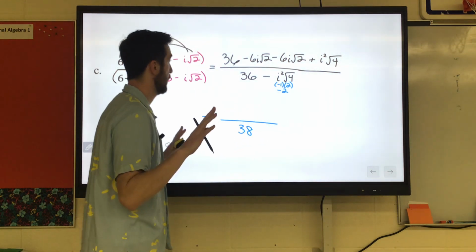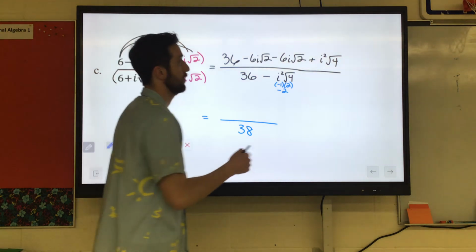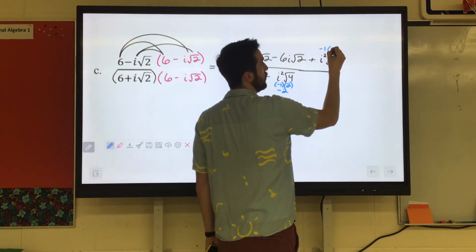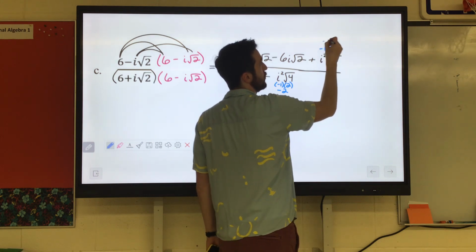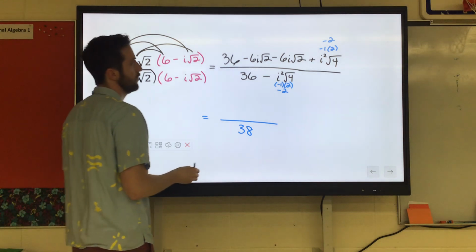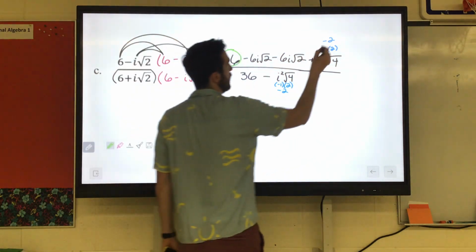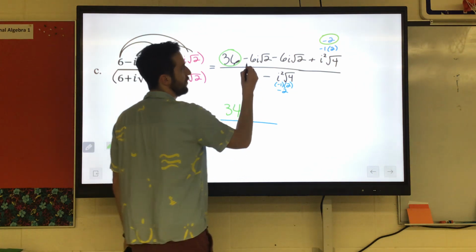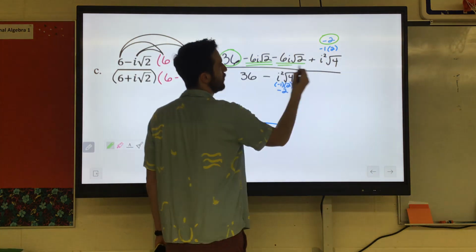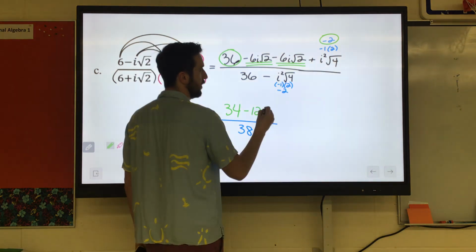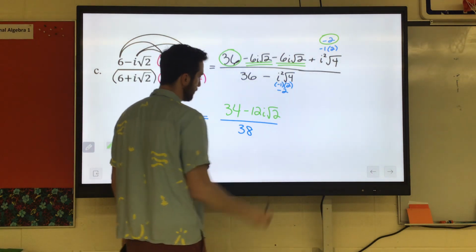That was tough. All right. Now here, i squared is negative 1. Square root of 4 is 2. So this becomes negative 1 times 2, which is just negative 2. So let's see what we can do in the numerator here. I have 36 minus 2. That's 34. And then I have negative 6i root 2 and negative 6i root 2. That'd give me negative 12i root 2.